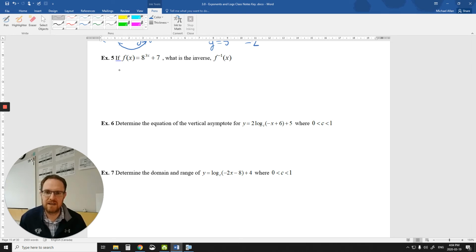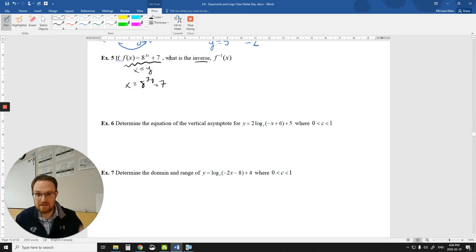What's the inverse of this graph? The inverse of this graph is you're going to switch the x and y. So y is equal to x. Imagine this was a y originally, so that becomes an x. And then 8 to the 3y + 3. So I want to determine the inverse, so now I solve for y. Now the same rule applies. This +7 shouldn't be there, so I'm going to have to move that +7 over to the other side.